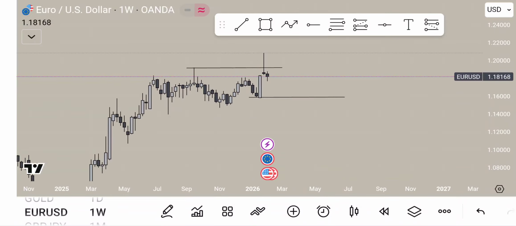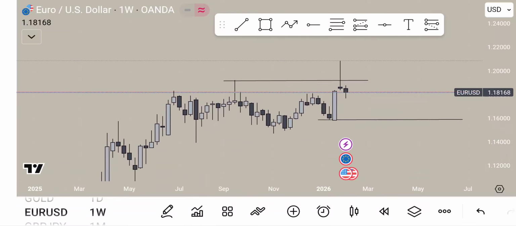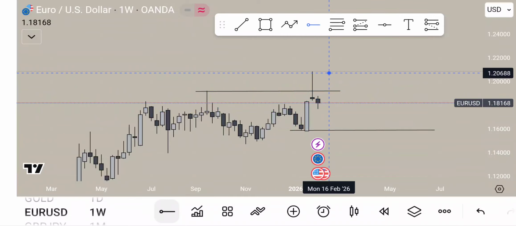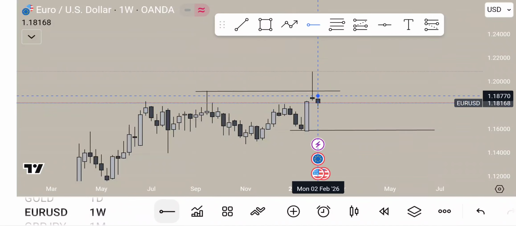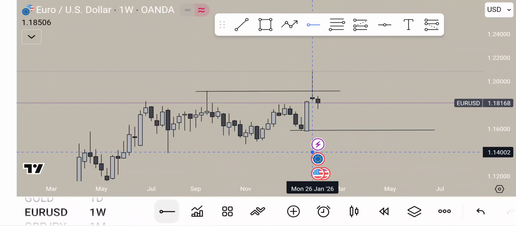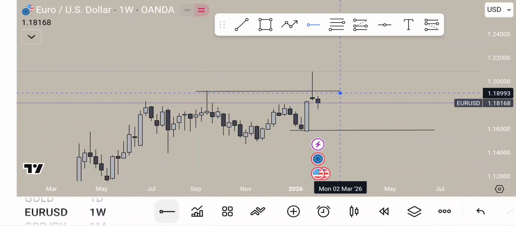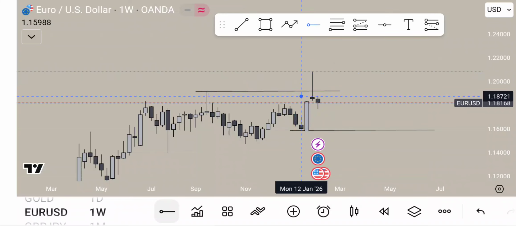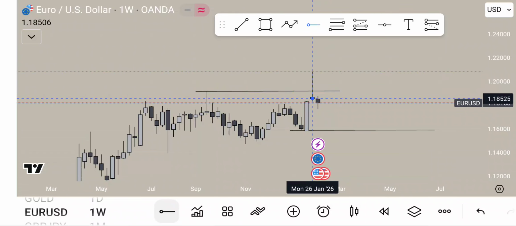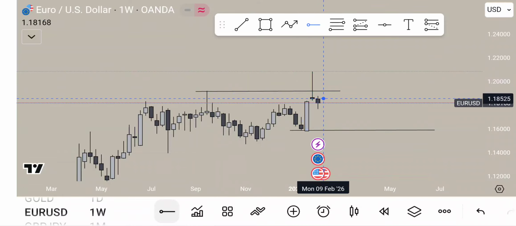On the weekly time frame, Euro USD is doing exactly the opposite of what the dollar was telling us. The dollar closed with a bullish pin bar on the weekly, and then we can see Euro exactly the opposite. This is a bearish hammer candle here.